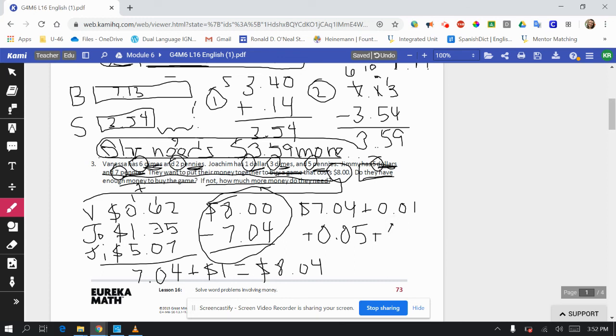plus another dime. That's 10 cents, I promise. Which is now $7.20. And then from 20 cents up to 100, I know that's going to be 80 cents. So here's my 80 cents.